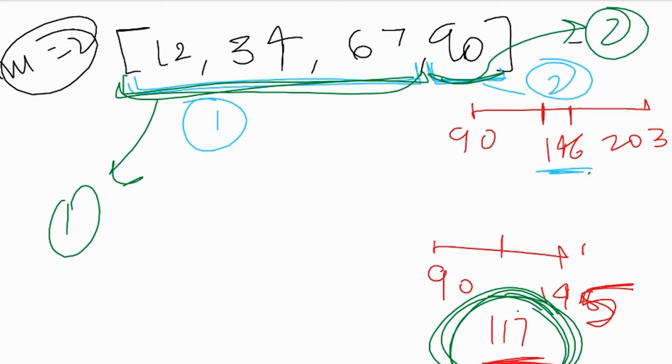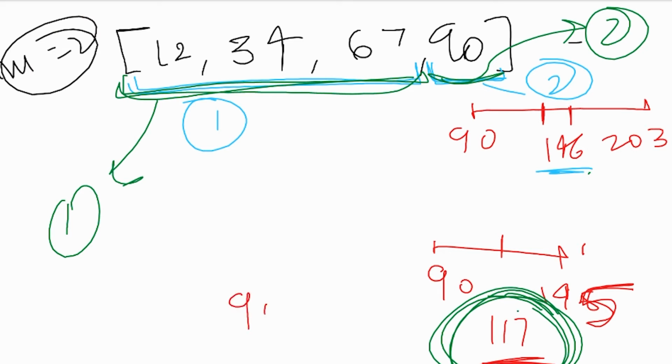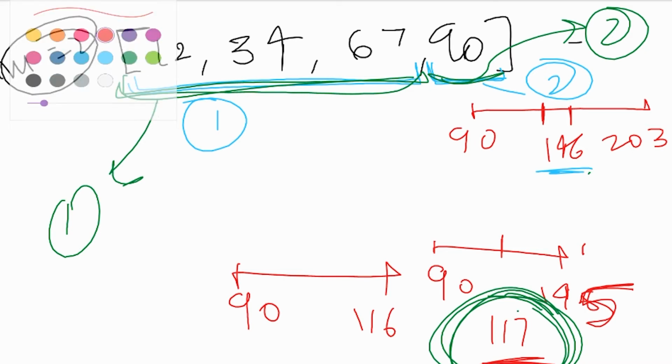Okay, now as I told earlier also, I have found my possible answer, so I'll move my end to mid minus 1. So now my end is gonna be what? 116. So the new range is 90 to 116. Right. So what's the new mid? The new mid is 103.